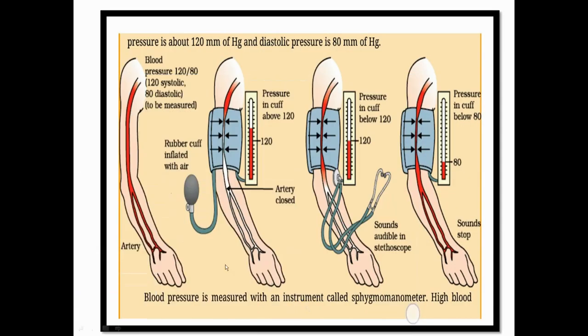Now, this is the diagram which represents how blood pressure is measured with the help of one instrument, that is the sphygmomanometer. Sphygmomanometer is used to check the blood pressure, and it is a band-like thing attached to a stethoscope and a pumping pipe. And a healthy human is going to have 120 as upper BP and lower BP is 80.